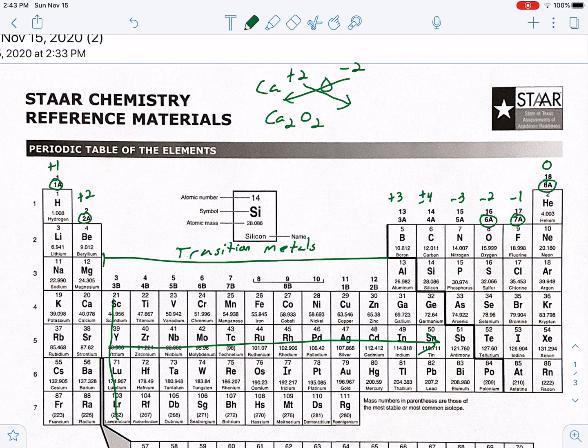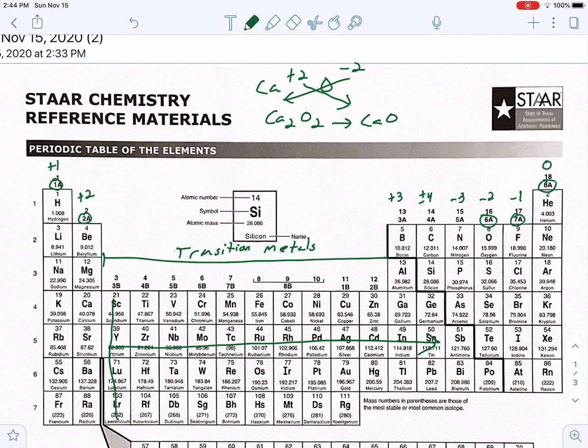So this is where you have to be careful. There's nothing wrong with doing the crisscross method. It's just like in math, if it can be reduced, it needs to be reduced. So I don't need 2 calciums and 2 oxygens to be bonded. I only need 1 of each. So these 2's, common factor of 2, both can be divided by 2. So the correct answer would just be CaO. So just remember, you can do the crisscross method, but if it can be reduced, it needs to be reduced.